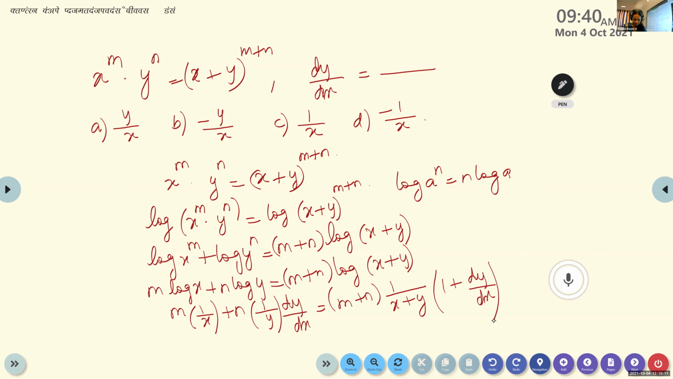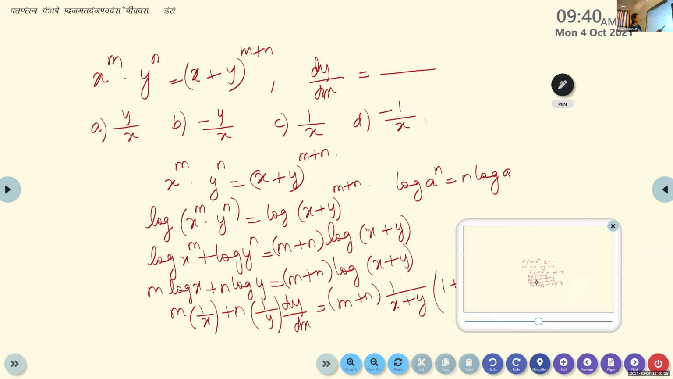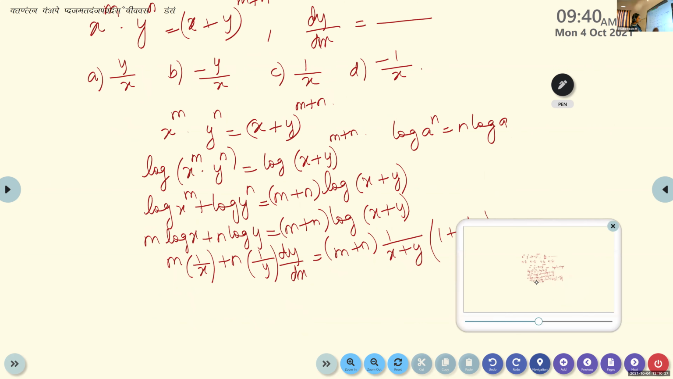Is it correct? But look at the answer. The final answer, we want a single term. That means again, we have to simplify. Okay, what do you have to do? You take all the terms with dy by dx to one side.